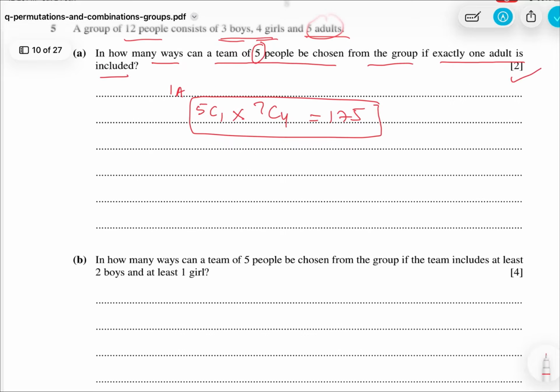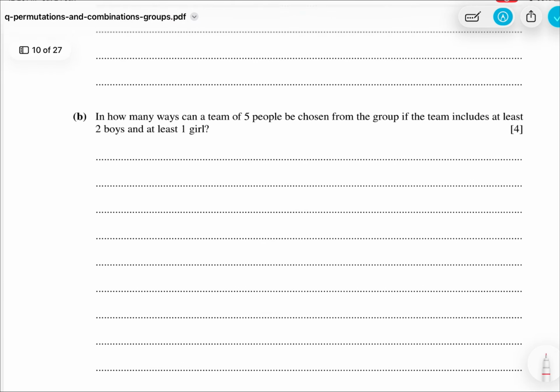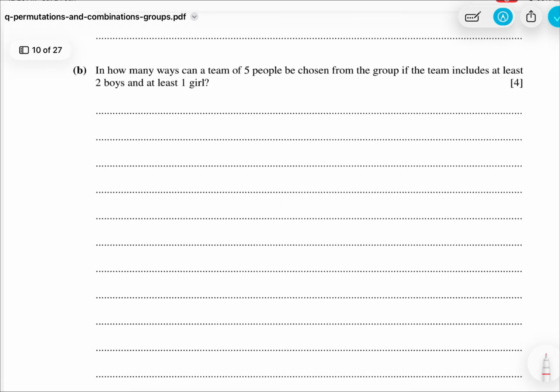We got these 2 marks. See, till now, every question that we have targeted, none of them was complex. We are getting 3 marks for these types of questions, right? Let us try to target this one now. It may seem tricky, but it is also easy. Think with me now. In how many ways can a team of 5 people be chosen from the group if the team includes at least 2 boys and at least 1 girl?